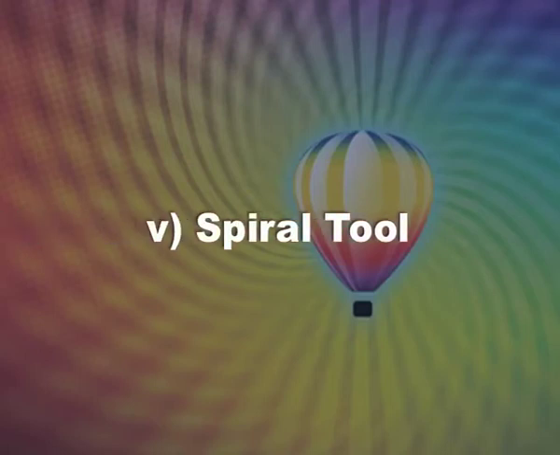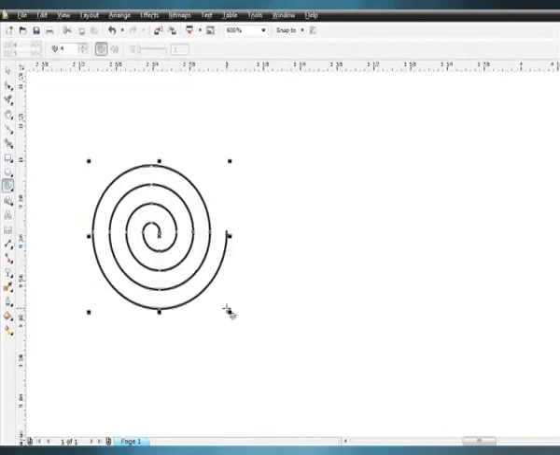Fifth, spiral tool. The next tool after the graph tool is the spiral tool. It draws lines in spiral forms. You can change its color and line width. It is also used the same way as the graph tool is used.